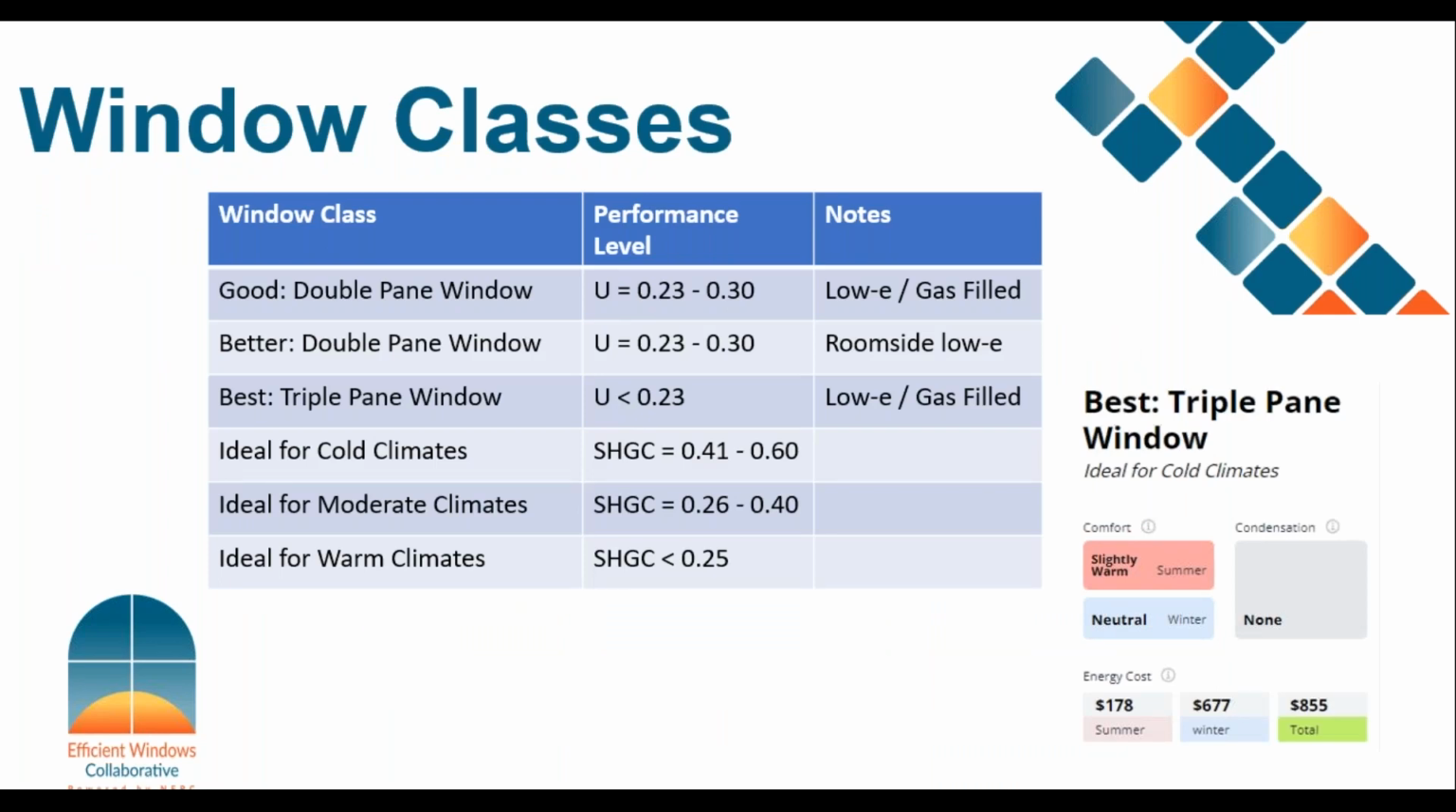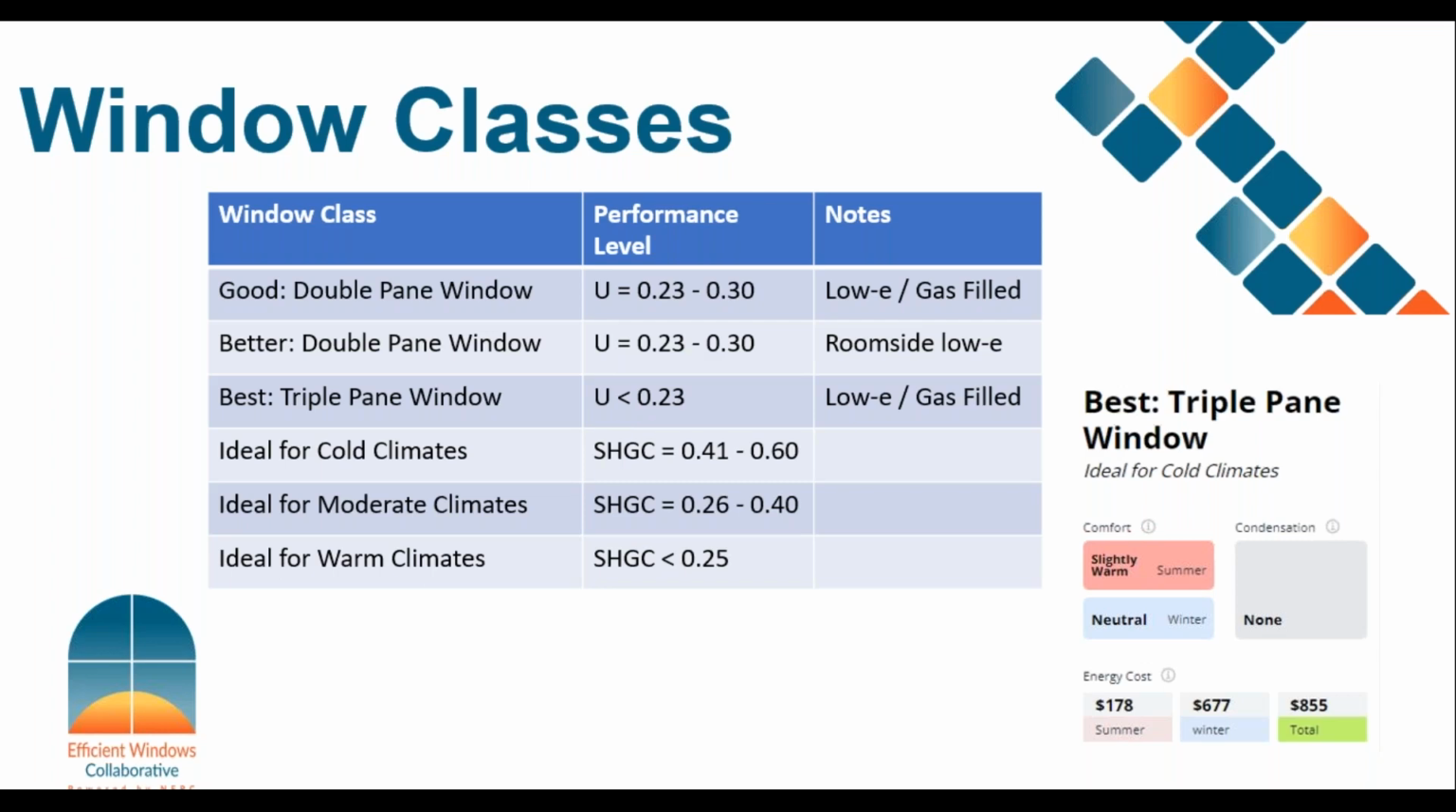The classes, the product classes, all have performance levels that qualify for Energy Star in at least one zone, and they all include low-E and gas fill. There are triple pane, dual pane, and dual pane with room side low-E variations.